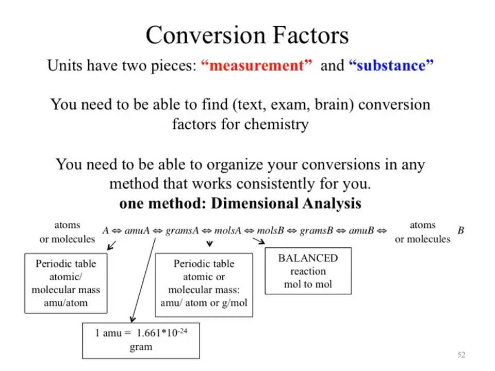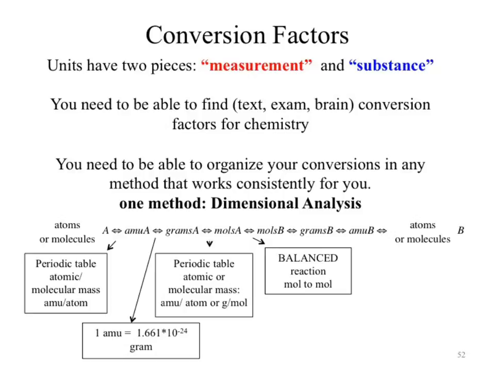When you're looking at your problems, you will always have two pieces: the measurement, the number, and a substance, which is going to include the unit and whatever it is. Okay? So if I have 12 eggs, that is 1 dozen eggs. You have to include the full unit. Okay? So your conversion factors can be found in a variety of places. Most of them are going to be found on the exam or coming from your brain.